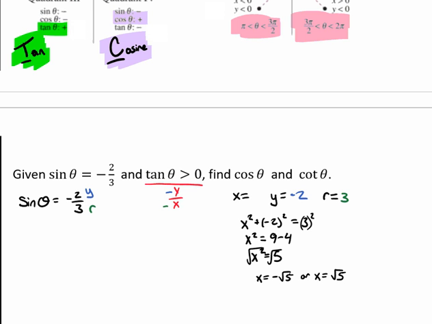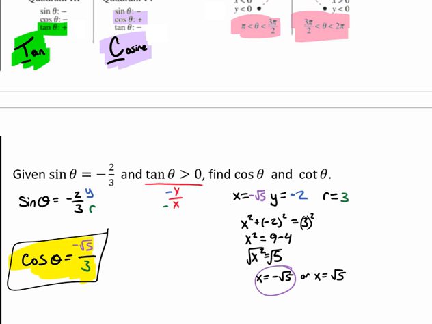So that's going to tell us that x can either be a negative square root of 5 or x can equal a positive square root of 5. But we know, because we want our tangent of theta to be positive, that our x needs to be a negative. So we're going to select the negative square root of 5 as our x value. Now that we have that, we can go ahead and find our cosine of theta, which is going to be our x over our r, or negative radical 5 over 3. So now we found our cosine of theta.